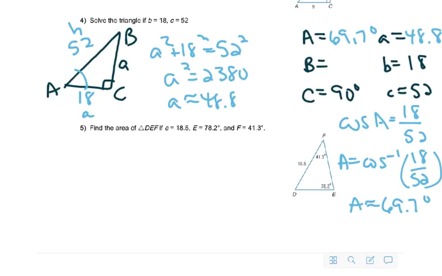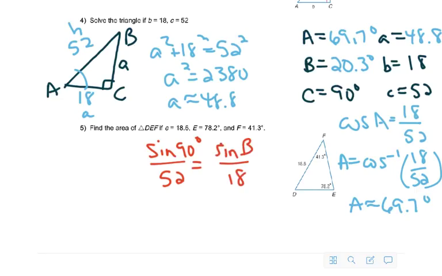And once you know 2 of the 3 angles inside the triangle, you can find the third one by subtracting from 180. And I'm going to find out the missing angle is 20.3 degrees. And again, you could have used the law of sines to solve. You could have done sine of 90 over 52 is equal to the sine of B over 18, and you would have ended up with the same answer. So if you're more comfortable with the law of sines, feel free to use it. It does work on right triangles, but you can't use right triangle trigonometry on non-right triangles.